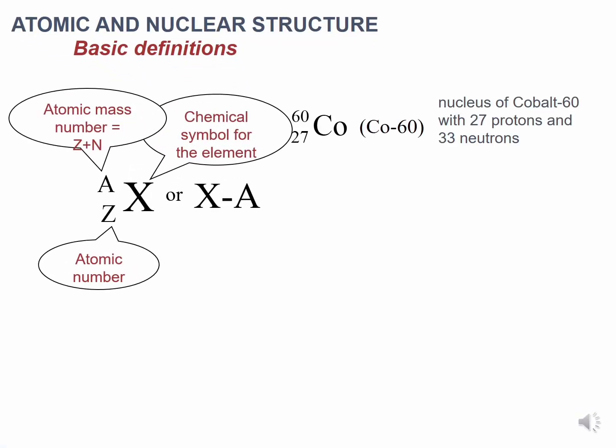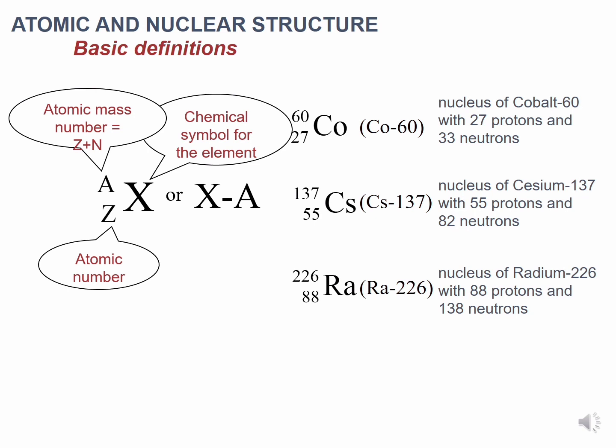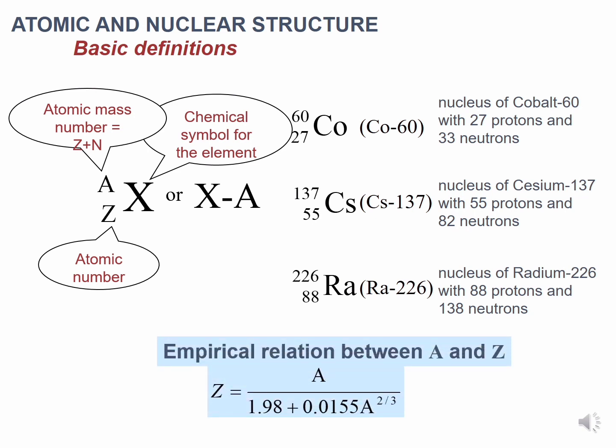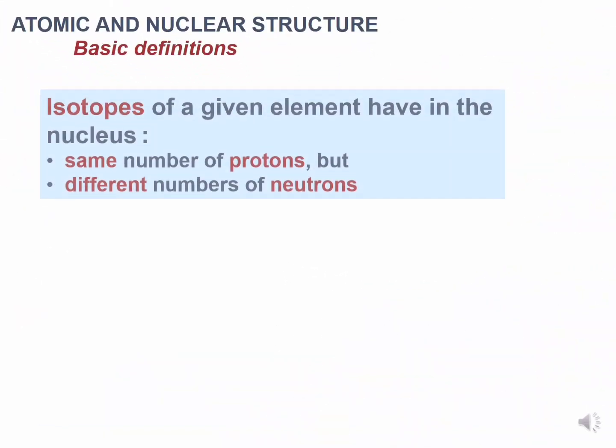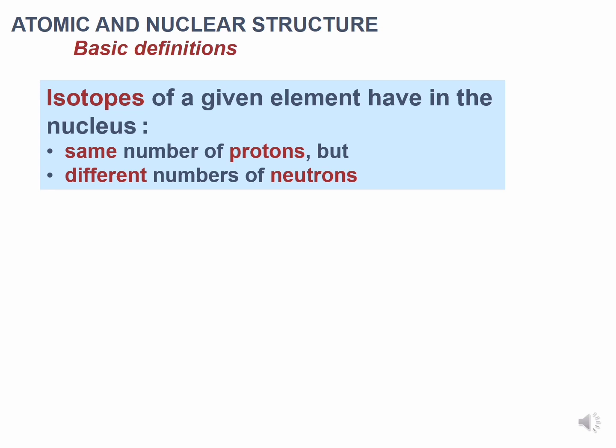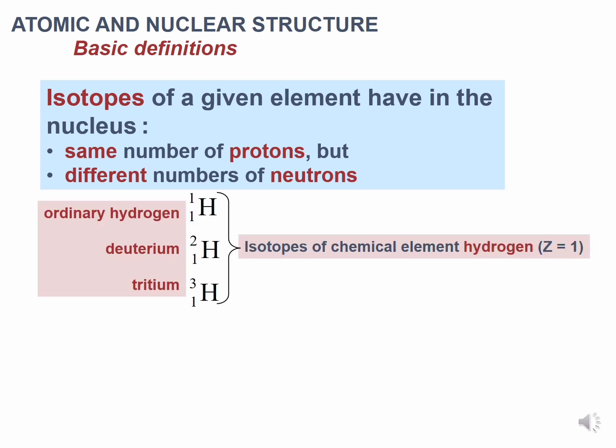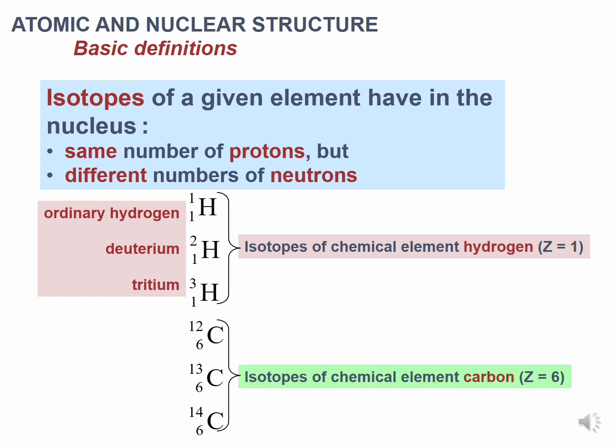So then the atomic number, denoted by Z, is the number of protons in the nucleus of an atom, and it is unique for each element, as you can see in these sample elements of cobalt, cesium, and radium. The mass number, denoted by A, on the other hand, is the total number of protons and neutrons in the nucleus. The empirical relation between these data is explained by this formula. Isotopes of a given element have in the nucleus the same number of protons but different numbers of neutrons, as seen in this example of hydrogen and carbon.